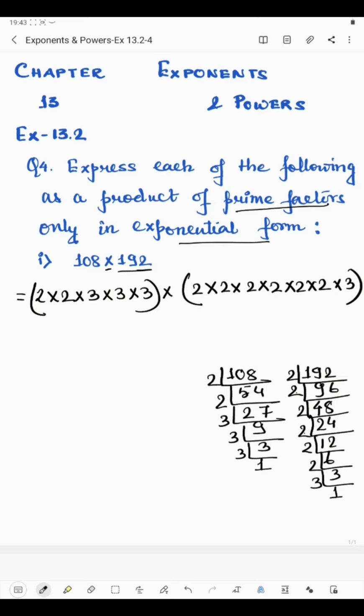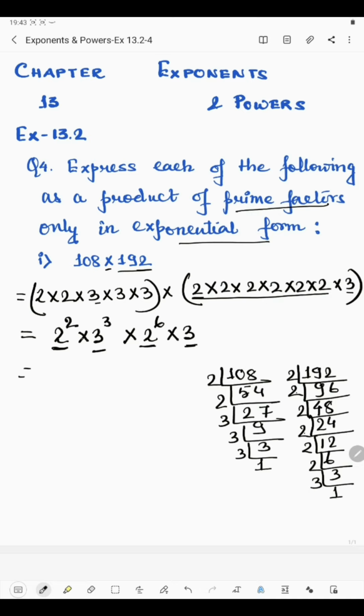Okay, now we will write in exponential form. Here we have 2 twice, so the power of 2 will be 2. And 3 is repeated thrice, so the power of 3 will be 3. Now here we have six 2s, so the power of 2 will be 6, and one 3, so we will write this. Now we have bases 2 and 3, isn't it?